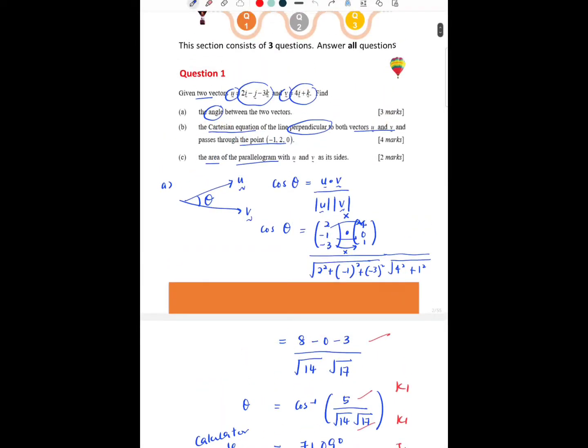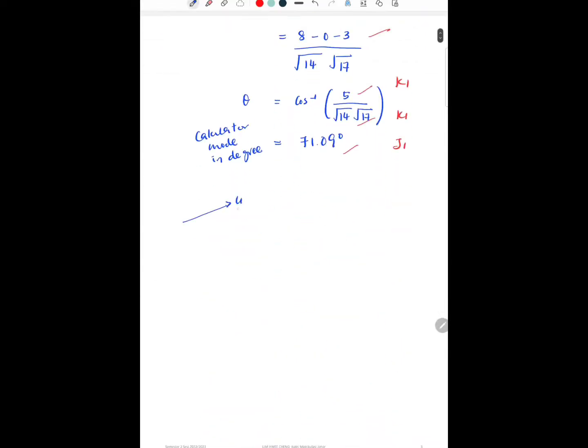To find Cartesian equation dengan line ni, so yang perpendicular to both vectors tu, kalau kita tahu vector u dengan v ni kan, kita nak cari perpendicular vectors, kita kena buat vector u cross vector v. So line ni sebenarnya dia parallel dengan u cross v. So first kita cari u cross v dulu.